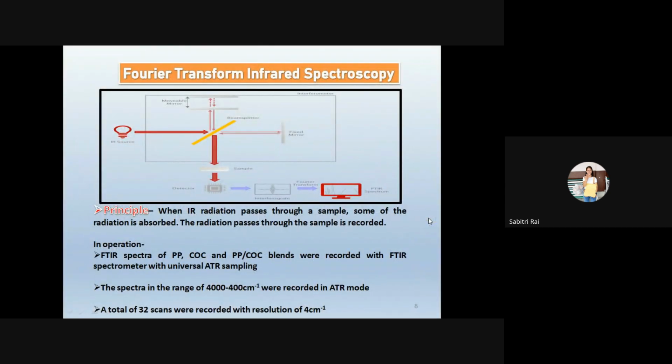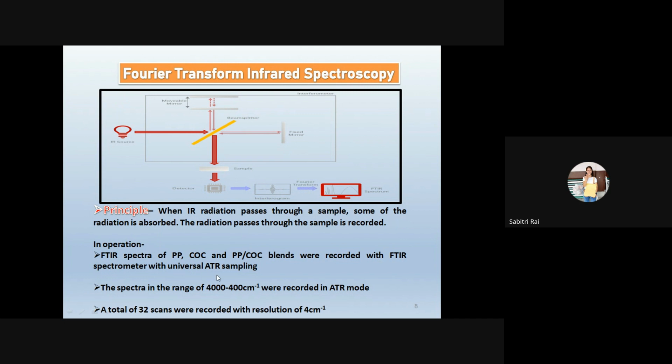Now we'll move on to FTIR, or Fourier transform infrared spectroscopy. This is the diagram of the infrared spectroscopy instrumentation. In FTIR, when the IR radiation passes through the sample, some of the radiation will be absorbed by the sample and some will be transmitted through the sample, and that transmitted radiation will be detected by the detector in the form of an interferogram, and that interferogram will be transformed into an FTIR spectrum with the help of the Fourier transformation.